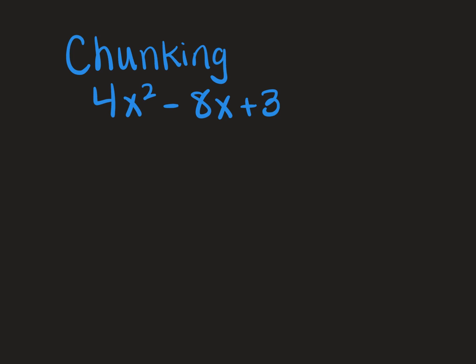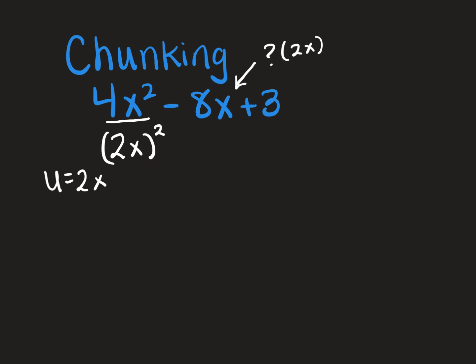For this next example, we have a 4x squared as our leading term. So we're going to rewrite that as 2x all to the power of 2. So we're going to let u equal 2x this time. And so that means it's our job to rewrite this middle term as something times 2x. Negative 8 can be made by negative 4 times 2x. And again, we'll keep that constant a constant, 3. We're going to substitute. So we're going to change any 2x to a u.